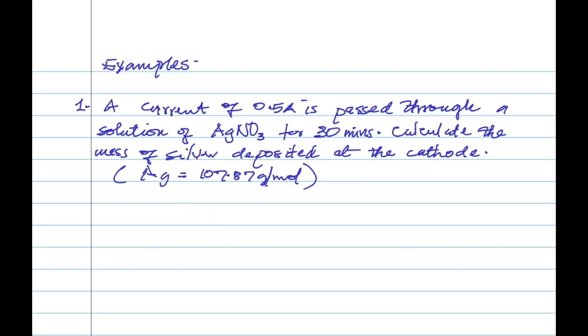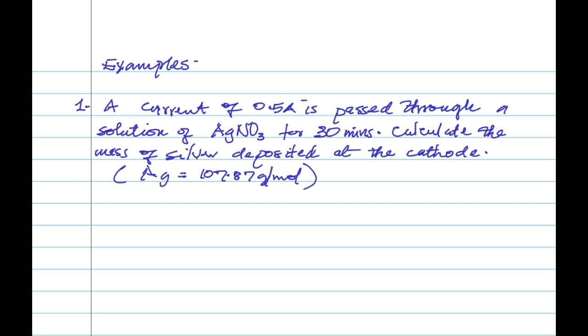So let's look at the following example. The question says a current of 0.5 ampere is passed through a solution of silver nitrate for 30 minutes. Calculate the mass of silver deposited at the cathode. Ag, that is the molar mass of silver, equals 107.87 grams per mole.